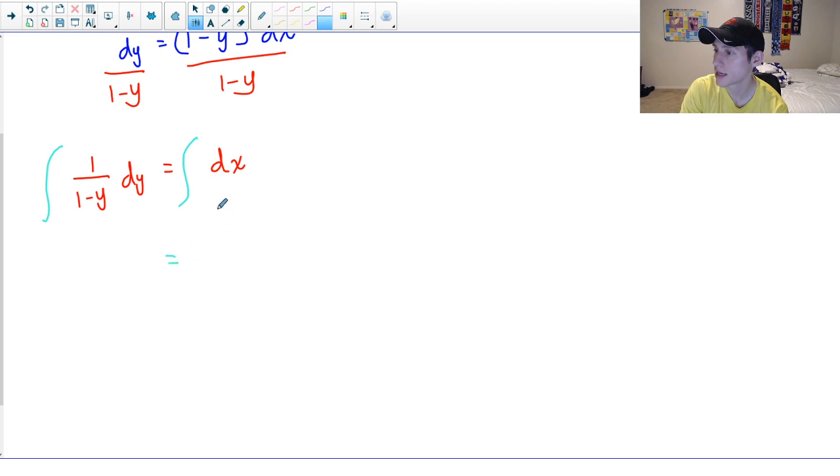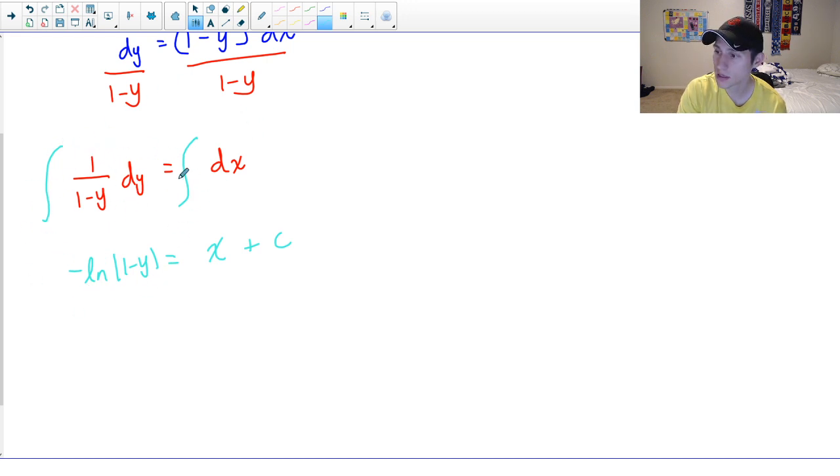So integrating that right side is easy. The antiderivative of 1 is just x, because the derivative of x is 1. And we'll say plus c, plus some constant of integration. On the left side, 1 over 1 minus y. So this would be natural log of 1 minus y, but it would have a negative in front.